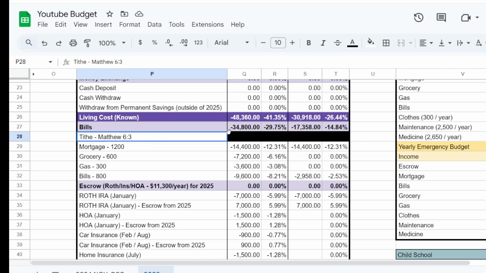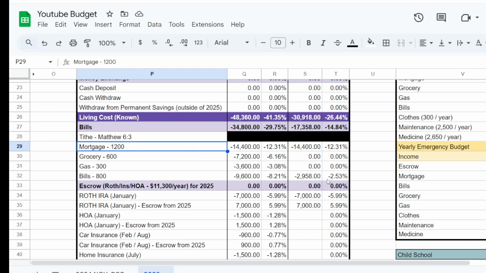So I do tithe, but I blacked that out here. This is actually blank. Even though I blacked it out, I just did it as a reminder that this is blank. I do tithe. I just don't believe in sharing that information.